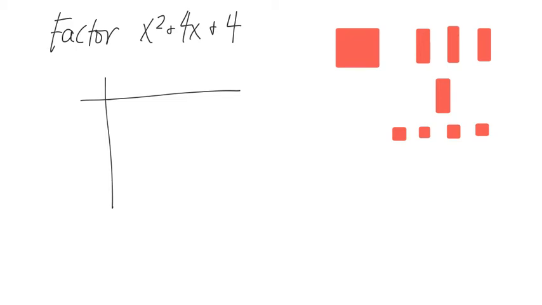See if you can figure out how to do it and end up with a rectangle. If you're stuck, remember that the first step is always to take the x squared term and put it in the top left corner. That'll help you get started. Pause the video and see if you can fill in the rest of the chart.